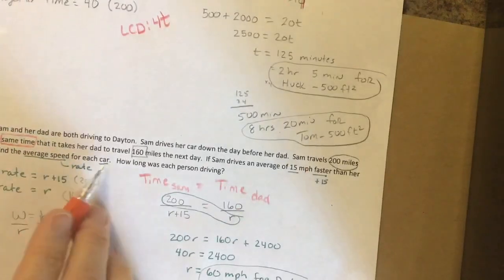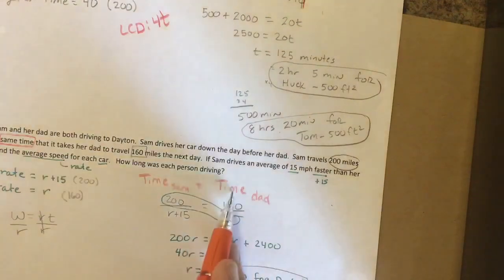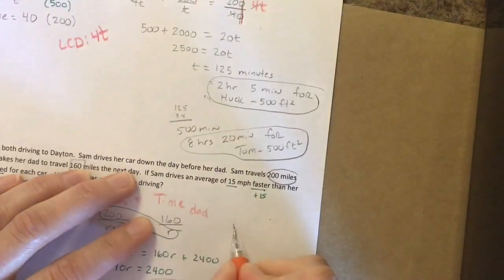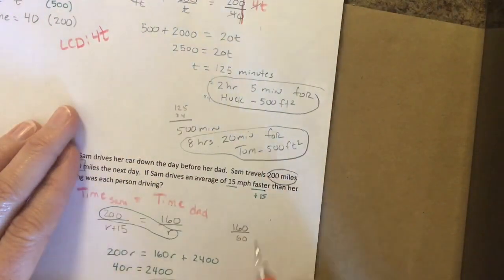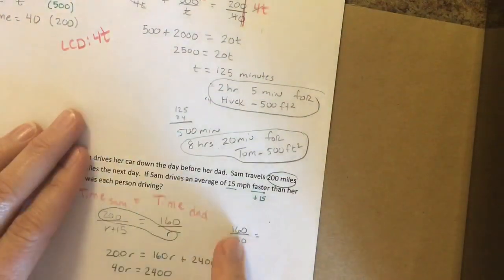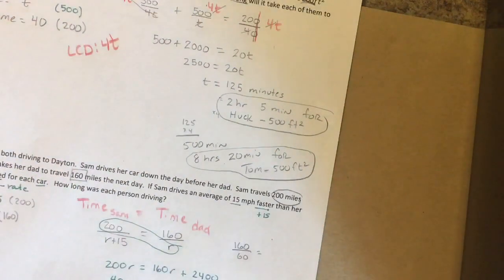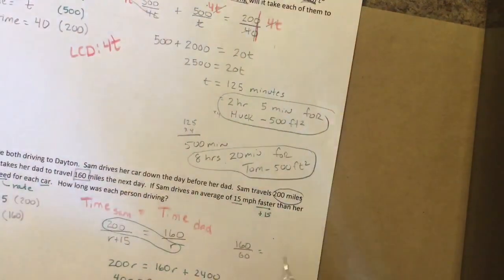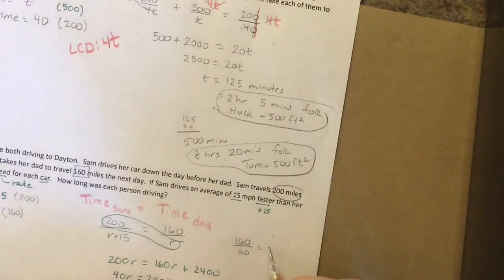All right, find the average speed of each car. There we go. All right, now how long was each one driving? Time. Well, I could plug in 160 over 60. Right? Divide, what's that give us? What's 16 divided by 6? Plug it in, what do you get? That's 2.6 repeating. That's 2 and 2/3 hours.